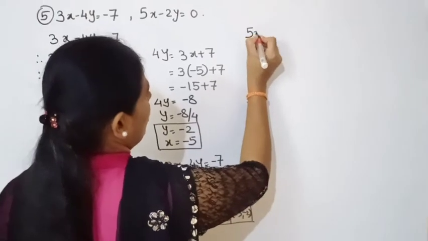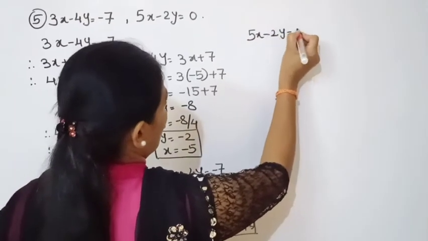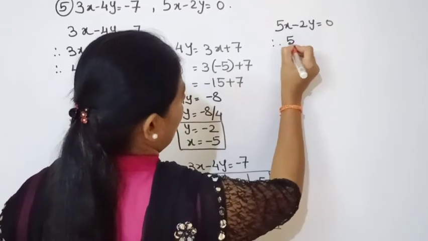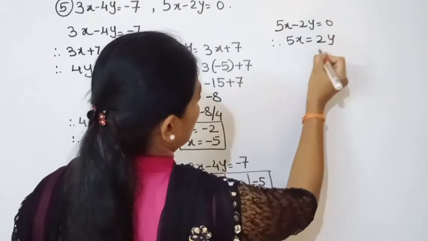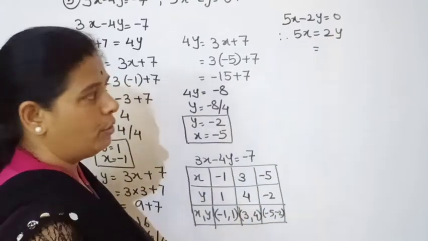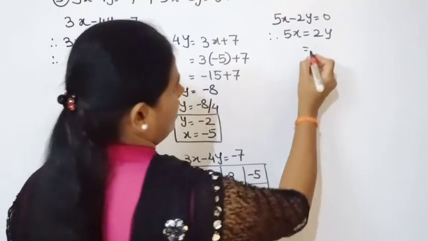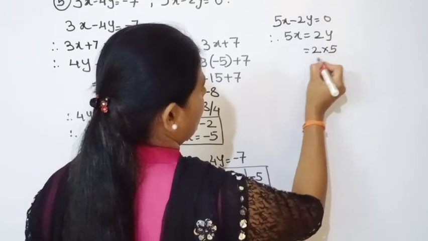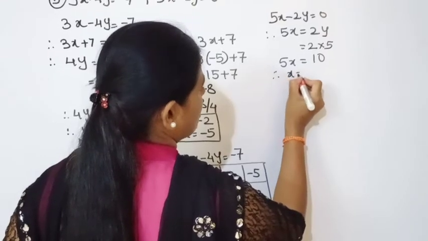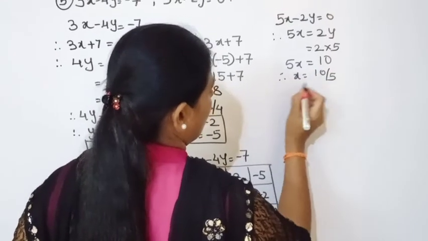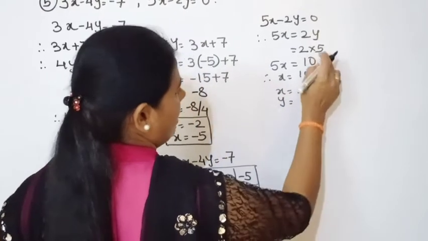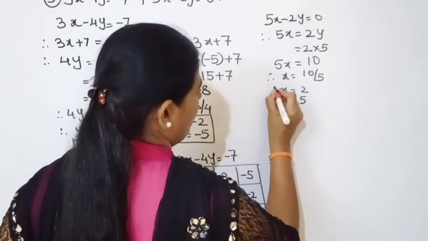Now equation number 2. 5x minus 2y equal to 0. So minus 2y will shift towards the right hand side. It will become 5x equal to 2y. Now substitute the value of y in such a way that after multiplying by 2, it should be divisible by 5. So I will take 2 into 5. So 2 5s are 10. 5x equal to 10. Therefore x equal to 10 upon 5. So 10 divided by 5, you will get it as a 2. Y I have taken as a 5. So this is our first point.